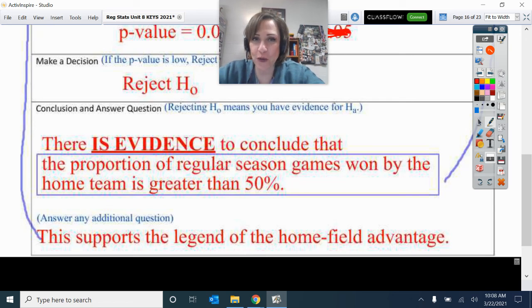Okay, so then you will practice some of these on your own. Hopefully you understand how to compare the p-value to alpha, how to make a decision, how to write your evidence claim about HA, and make sure you answer any other questions asked.